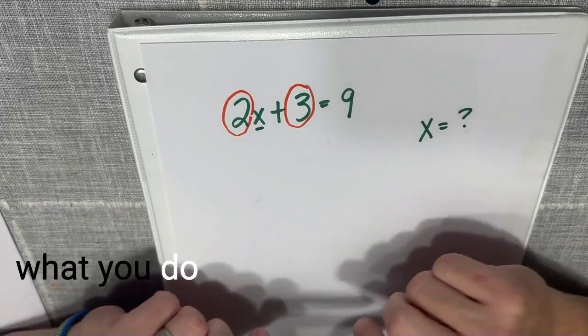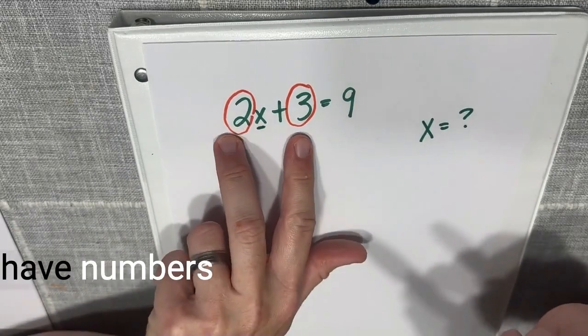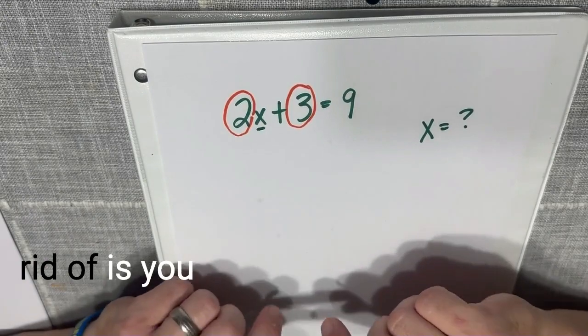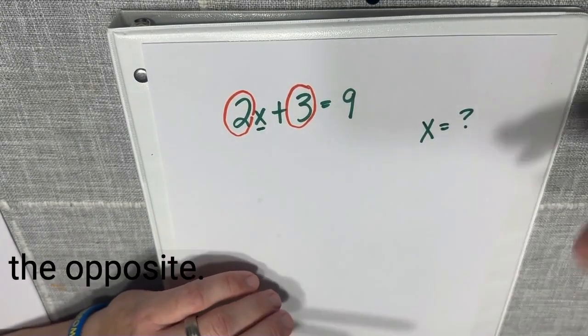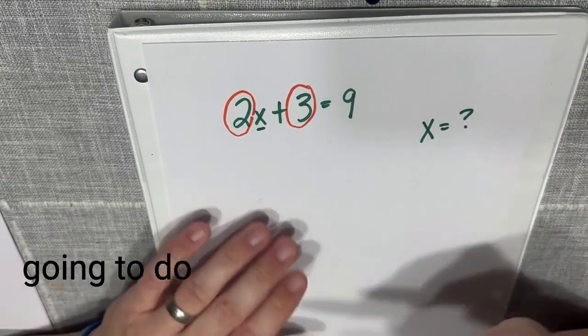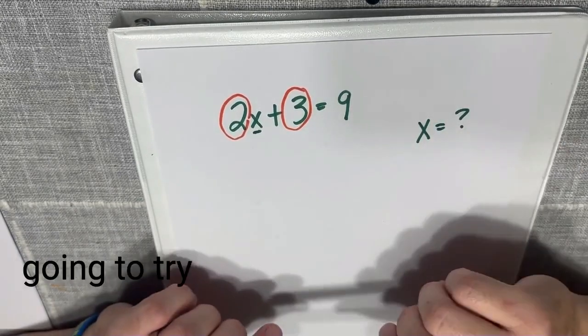Okay. So what you do in algebra, when you have numbers that you want to try to get rid of, is you always do what's called the opposite. Okay. So we're going to do what's called the opposite when we're going to try to solve this equation.